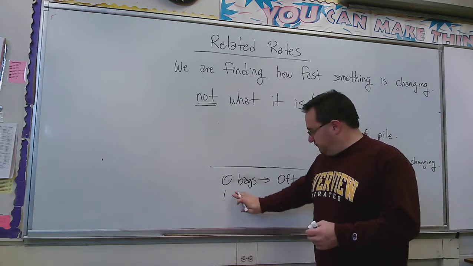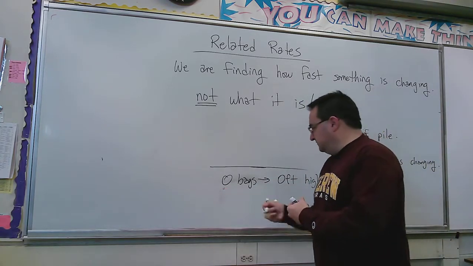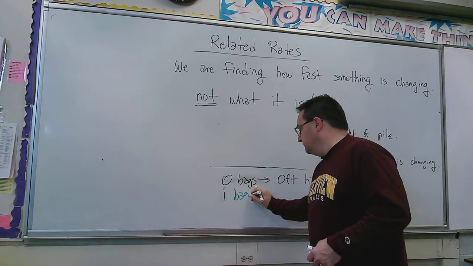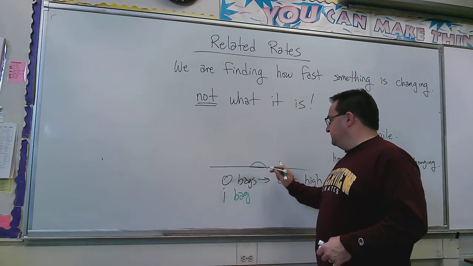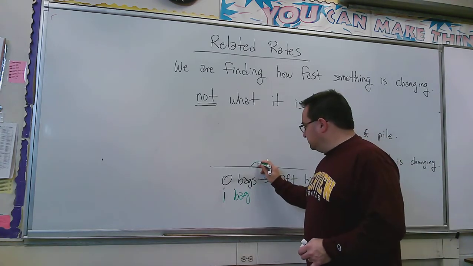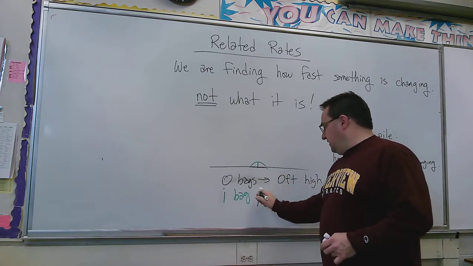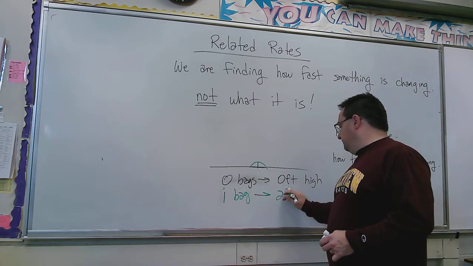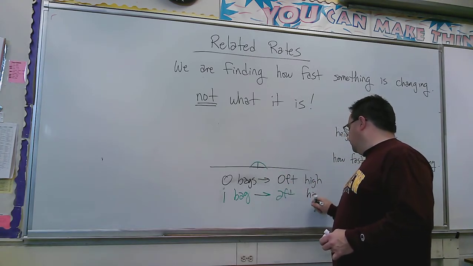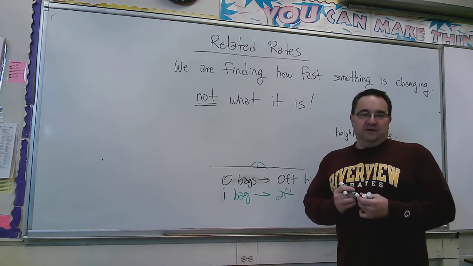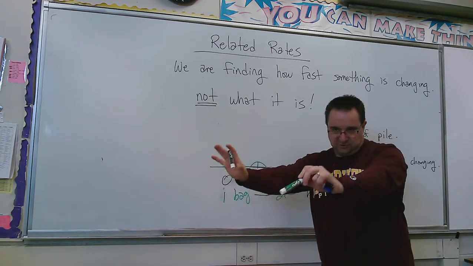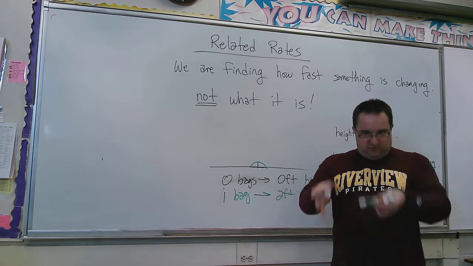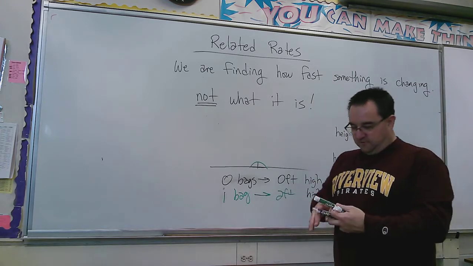Then I put 1 bag of dirt down. And let's say it forms a pile this big. And let's say I measure that height, and that gives me a 2-foot high pile of dirt. Right? So 1 bag generated 2 feet of height. It made a 2-foot high pile.